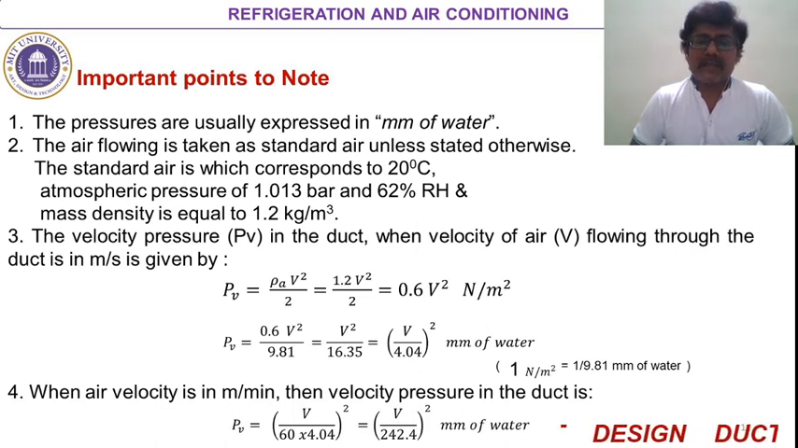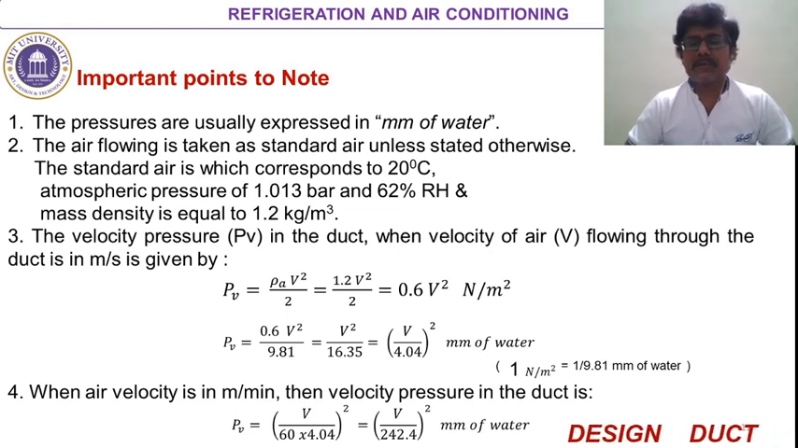Now if the velocity of the air is given in meter per minute, then we can modify the equation: V divided by 60 into 4.04. So V is given in meter per minute, and the final equation is, inside the bracket, V divided by 242.4, whole square, millimeter of water. So this is the second equation for the PV, in which the velocity should be expressed in meter per minute. In the above equation, the velocity is expressed in meter per second.